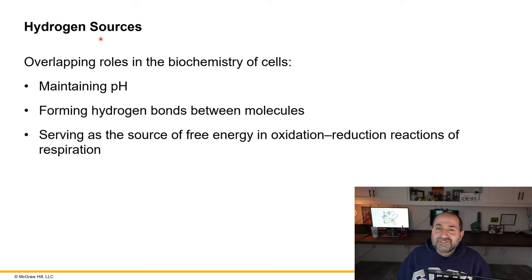How about hydrogen sources? Well, we can get hydrogen from our diet, from biomolecules that we consume. Plants get their hydrogen from water. They can actually remove hydrogen atoms from water molecules. And hydrogen is important in oxidation reduction reactions in the cell, such as photosynthesis and cellular respiration. Without access to easy hydrogen elements, photosynthesis and cellular respiration would not be possible.